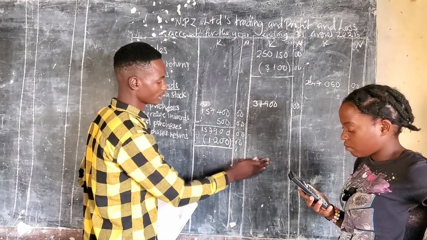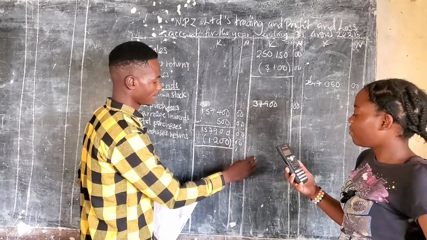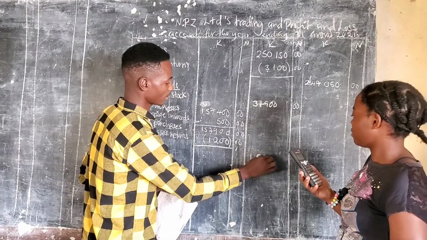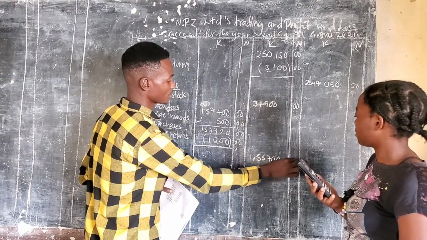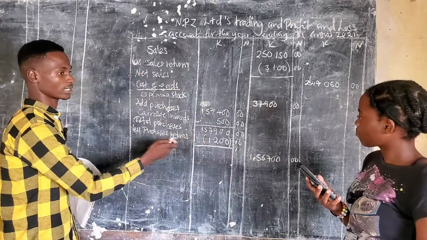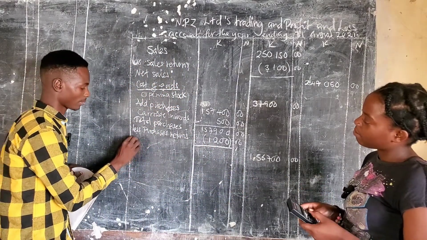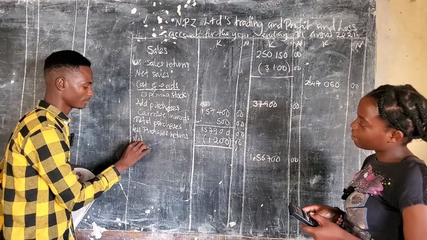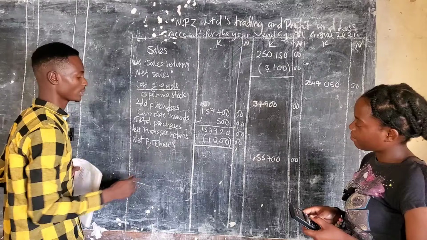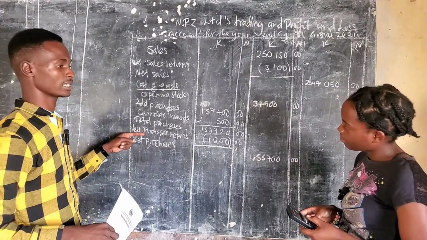What is the difference? 156,700, like this, yes. Okay. Now, what do you call this after subtracting? Net. It's called net what? Net purchases. It's called net purchases because we have subtracted.